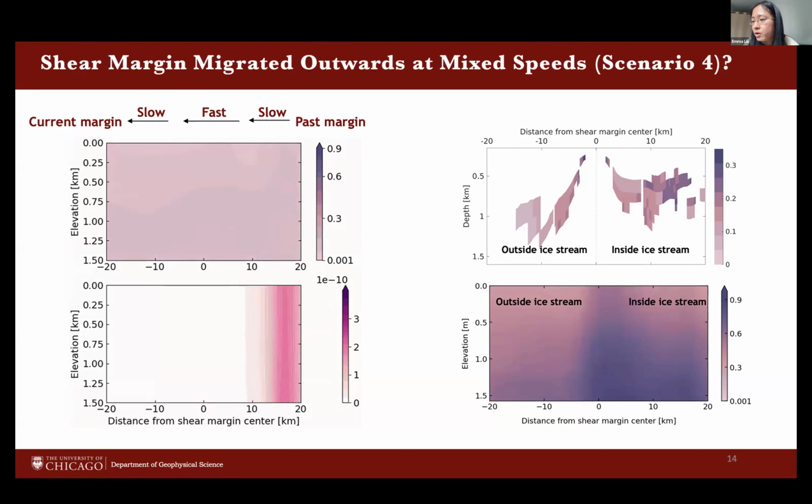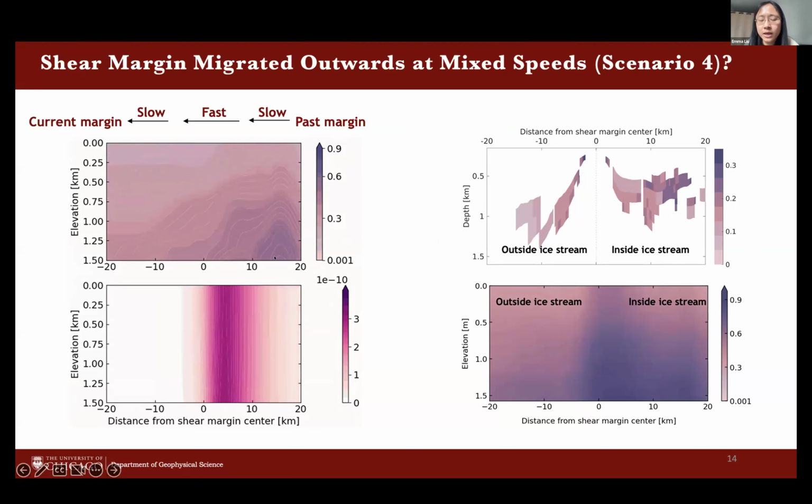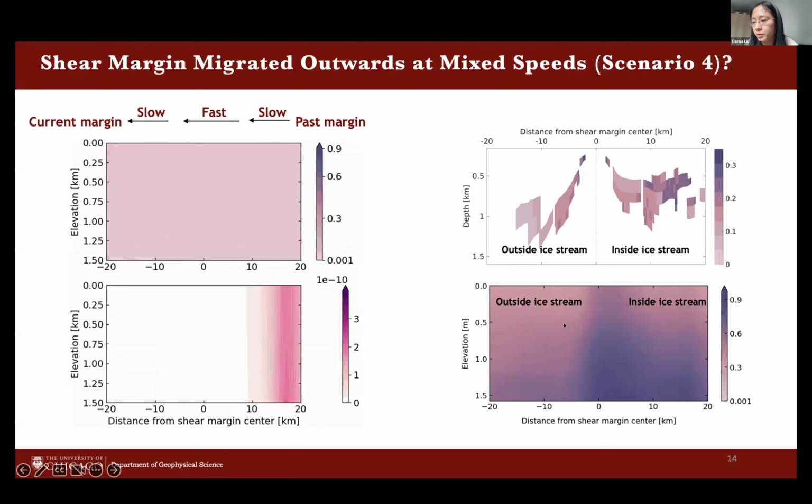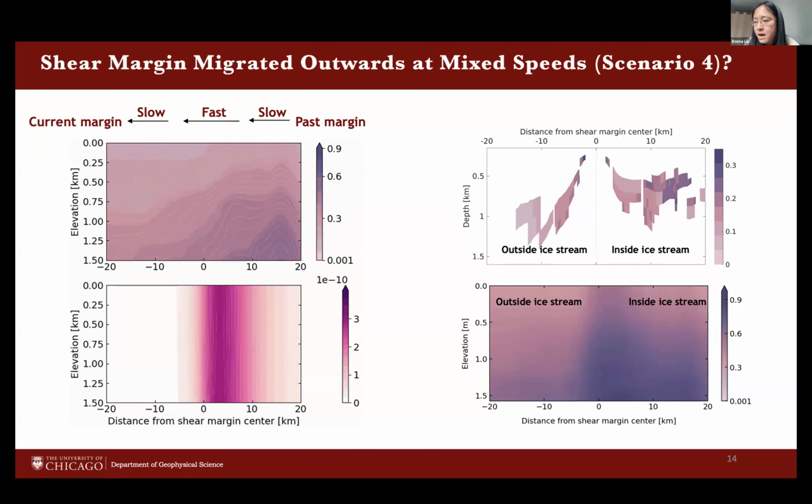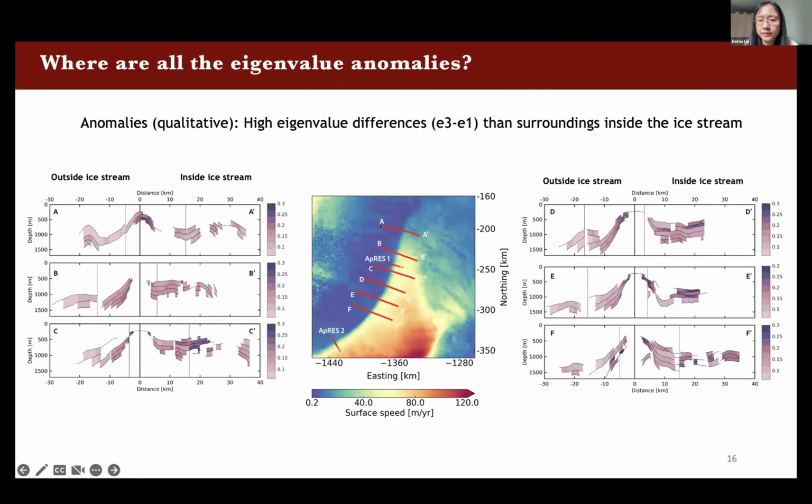So in the fourth scenario, we assume the shear margin was at its former location, but in this case, we're assuming that it's moving at a mixed speed, which means it's slowly moving and then fast moving at every 2 kilometer point and then finally stops at its current day location, which is x equals 0. So this case also produces two fabric peaks, but the fabrics in between the peaks are also stronger, which also makes sense.